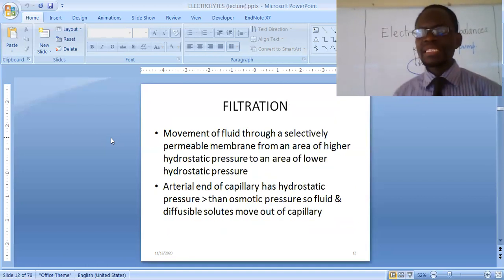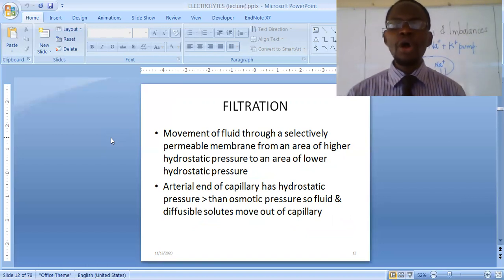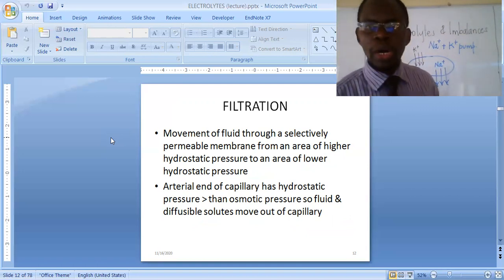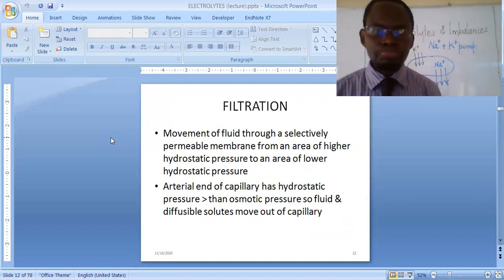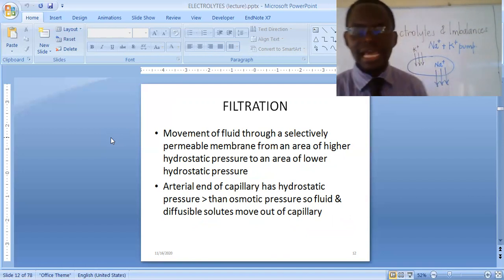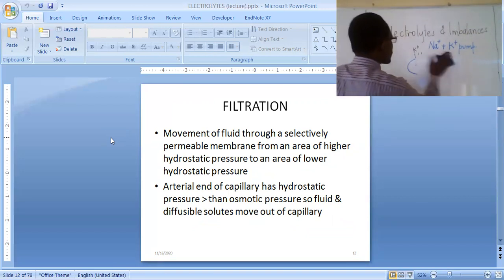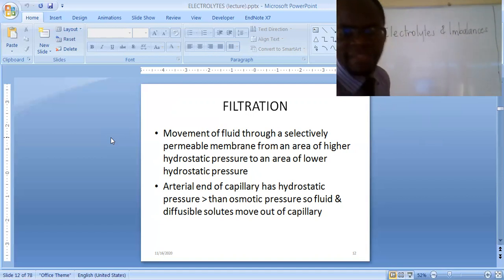Now, the other one is filtration, which I'm sure you know: movement of fluid through a selectively permeable membrane from an area of higher hydrostatic pressure to an area of lower hydrostatic pressure. This is very common, especially at the ends of the capillaries. This process is very common at the end of the capillaries.